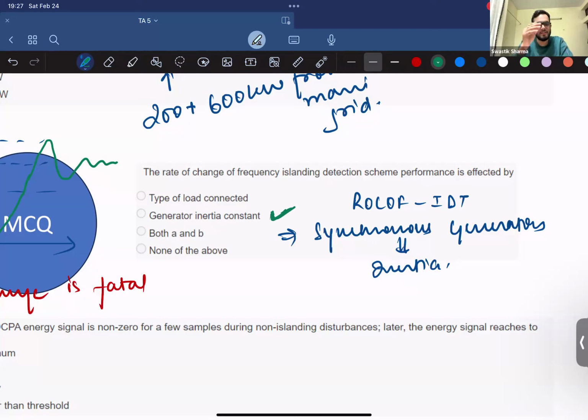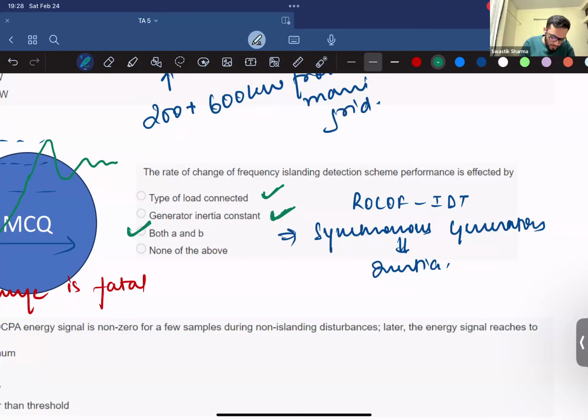Similarly, let's say your load is a PE based load, right? So what does a PE based load do? It is a fast acting load. So if it is a fast acting load, it will react quickly to the change of, let's say, parameters, frequency, voltage, etc. So with a fast acting load, it could affect the rate of change of frequency as well. So your islanding detection technique will definitely see a dip in its performance in these loads as well.